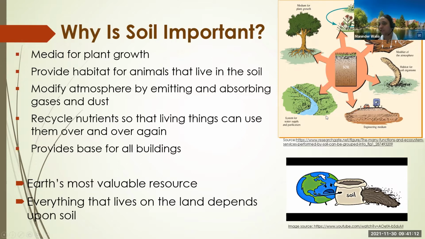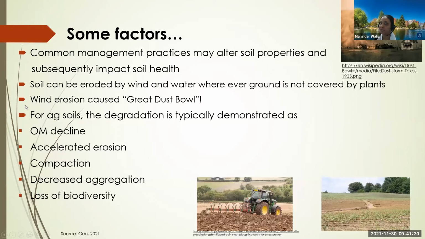So we know that it is an important natural resource, and everything that lives on the land depends upon the soil. At the same time, if this natural resource is not managed properly, it can be eroded or degraded. For instance, land use, disturbance, and common soil management practices such as tillage, over-application of nutrients, and pesticides may alter the soil properties and subsequently impact soil health.